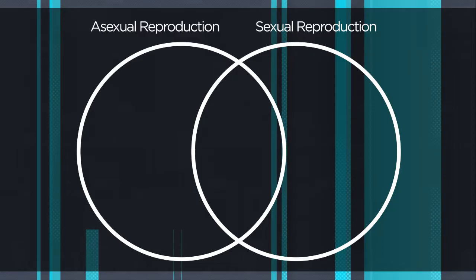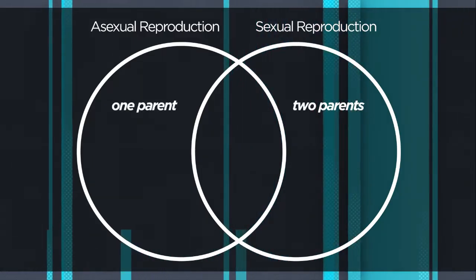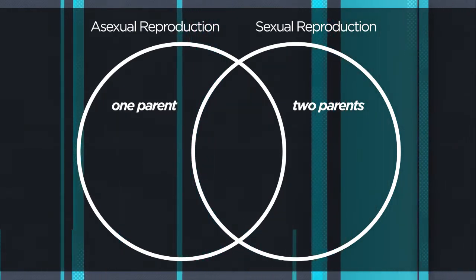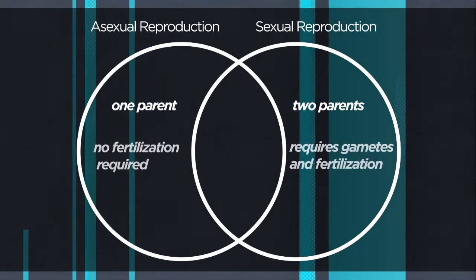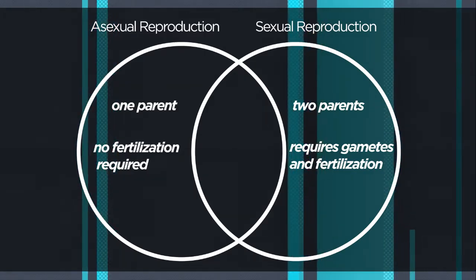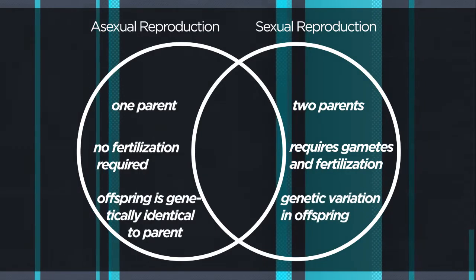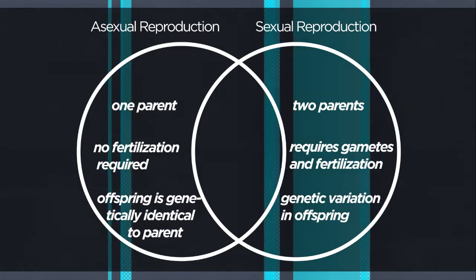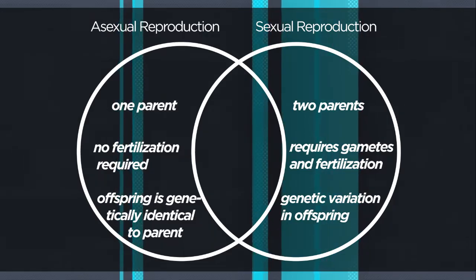Let us check your answers. Sexual reproduction involves 2 parents, while in asexual reproduction, there is only 1 parent. Sexual reproduction requires gametes and fertilization, while in asexual reproduction, fertilization is not required. In sexual reproduction, there is genetic variation in offspring, while in asexual reproduction, offspring is genetically identical to parent.